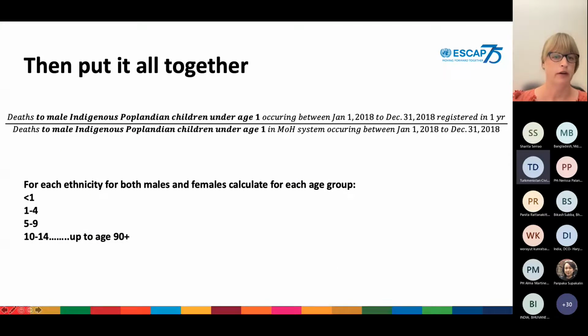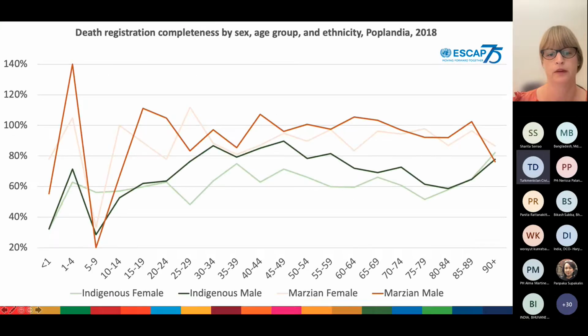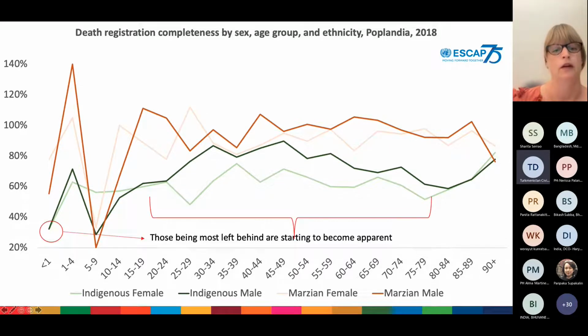So if we can put it all together, data allowing, we would look at ethnicity, sex, and age. And then we would do that for all the ethnicities, both sexes, and then all the age groups. And if we can put that all together in one nice graph, the green color is the Indigenous population, the kind of orange color is the Marzian population. The darker colors are males and the slightly lighter colors are females. So again, when we break it down by sex and age group and ethnicity, it really starts to become more apparent who is being left behind.